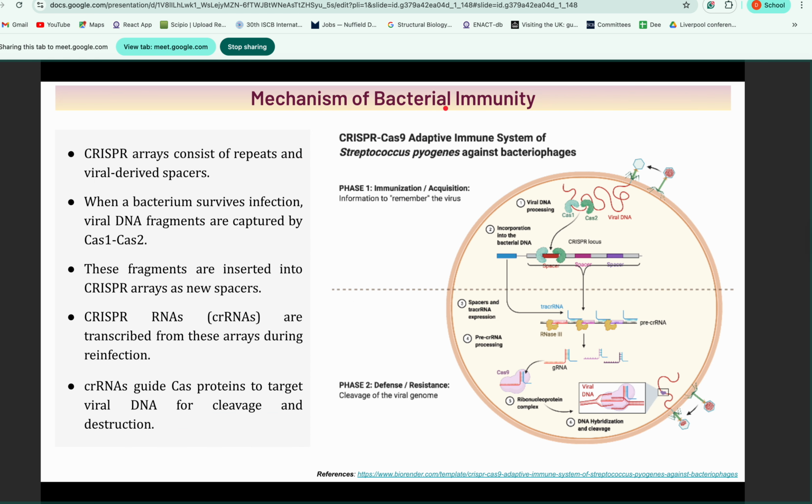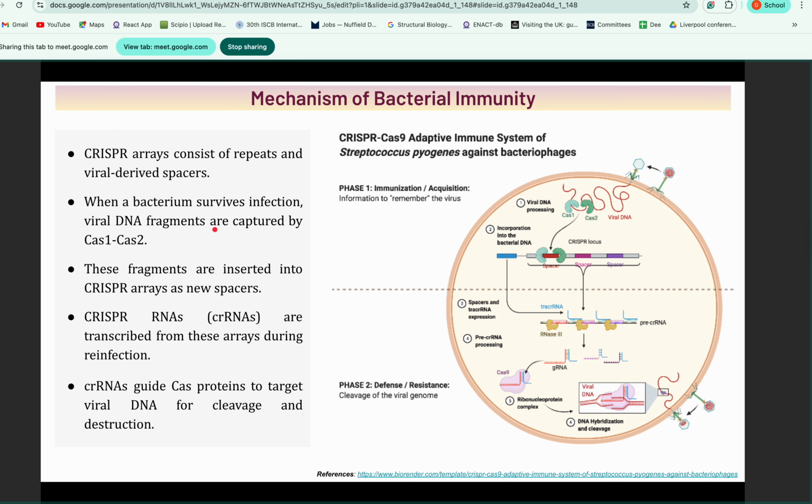Now we'll talk about the mechanism of bacterial immunity. The same thing we'll talk about in detail now. These CRISPR arrays consist of repeats and viral derived spacers. Because we know that those spacer elements are derived from the viruses, when a bacterium survives the infection, the viral DNA fragments are captured by Cas1 and Cas2.